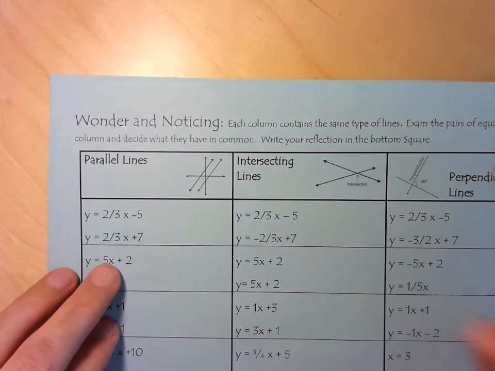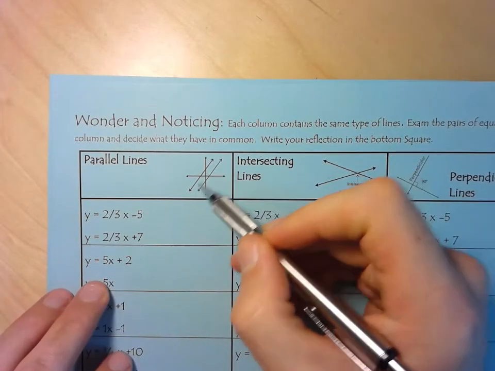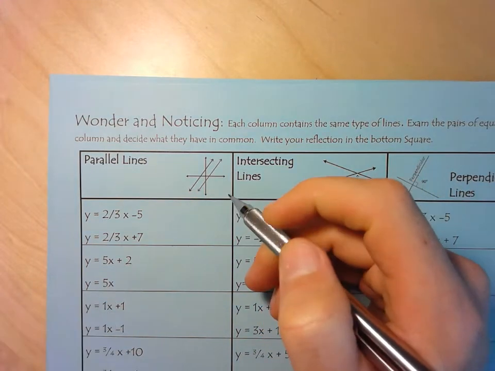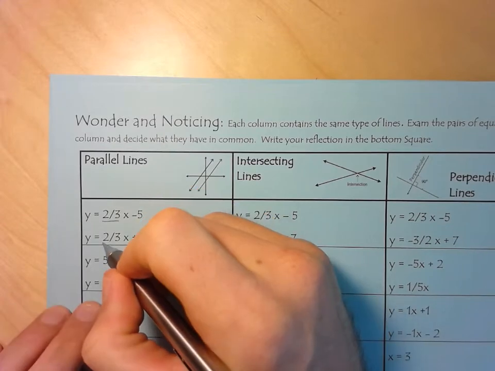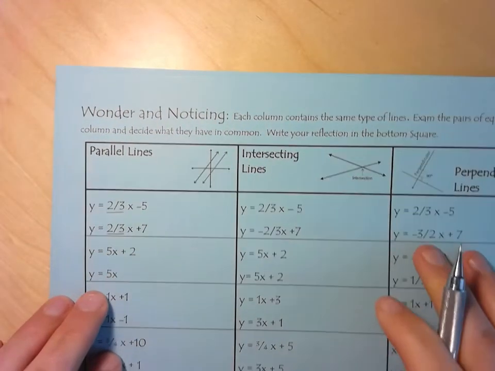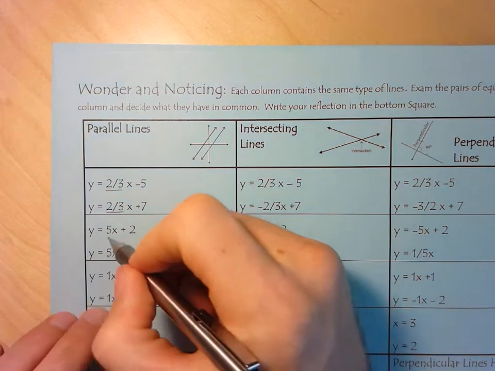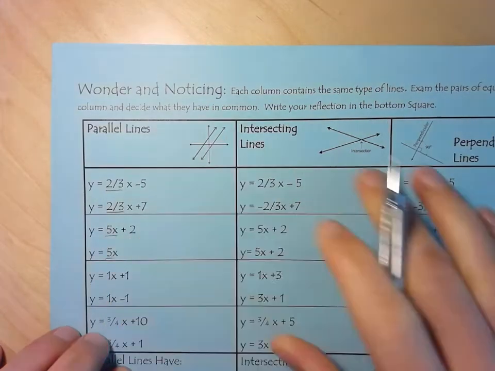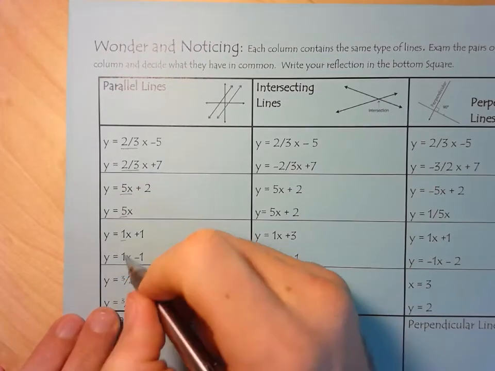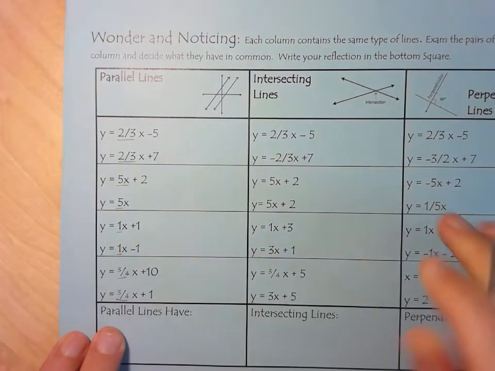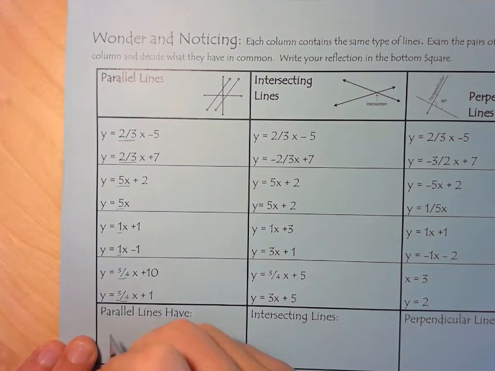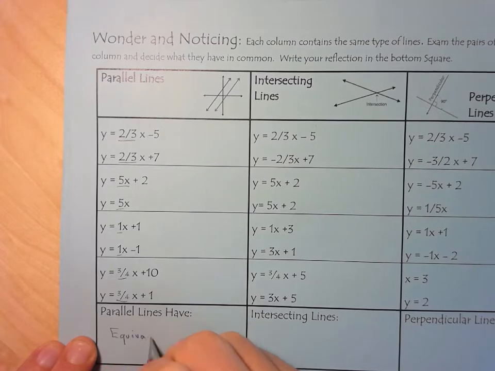So going into the first page of the notes, here you've got an example of parallel lines. They are not intersecting and they have the same slope, and you can see that in the equation here, 2/3, 2/3. The slope is the same, but the y-intercepts are different. So parallel lines have, let's say, equivalent slopes.